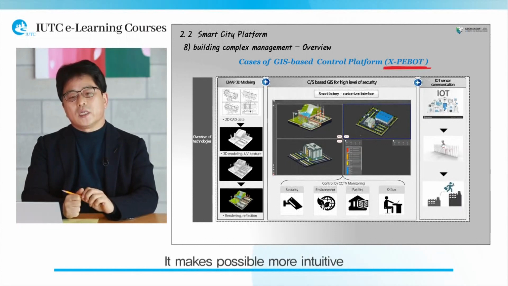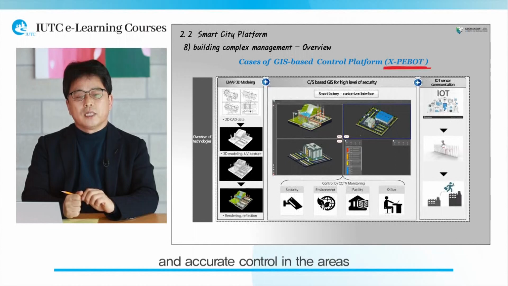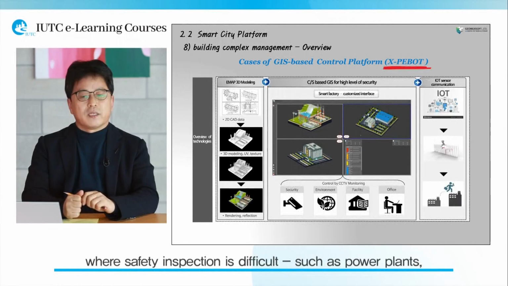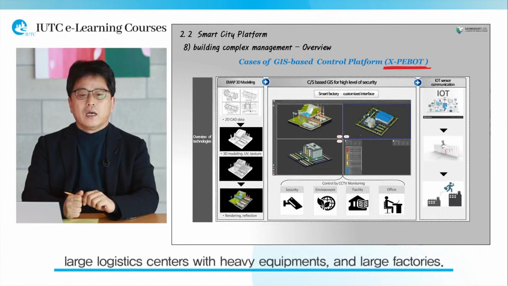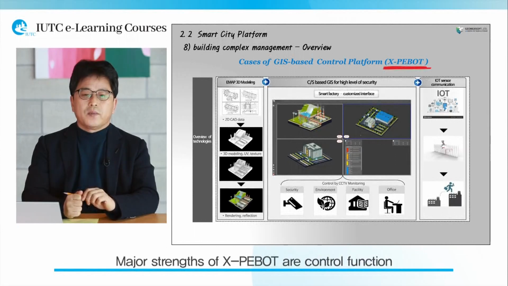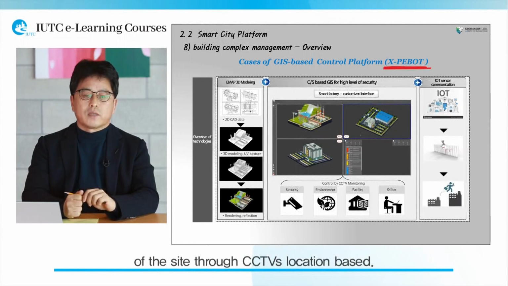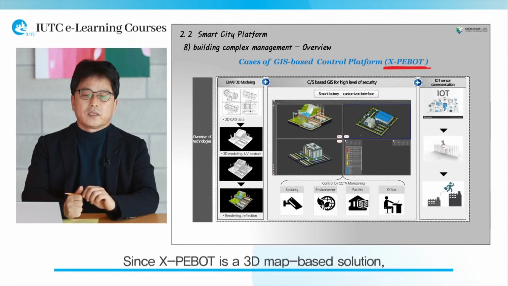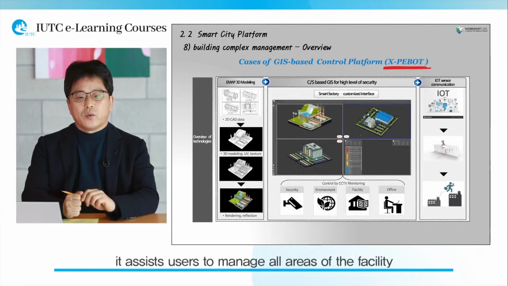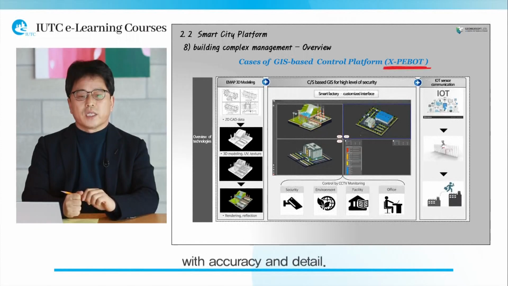It makes possible more intuitive and accurate control in areas where safety inspection is very difficult, such as power plants, large logistics centers with heavy equipment, and large factories as well. The major strengths of XPivot are control functions which integrate a gate and IoT sensors. It makes possible accurate investigation of the site through location-based CCTV. Since XPivot is a 3D map-based solution, it assists users to manage all areas of the facility with accuracy and detail.